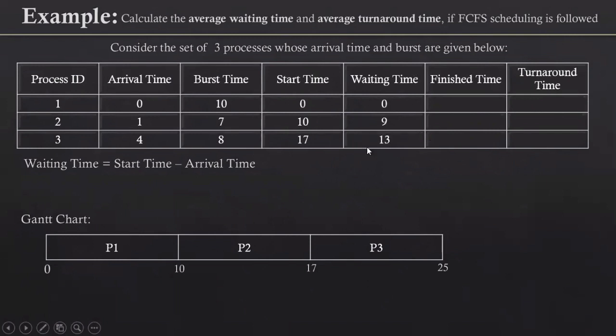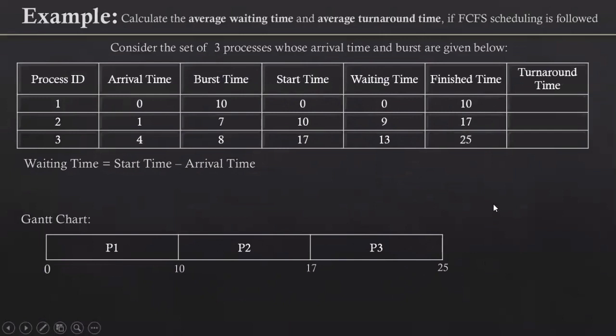Now that we have the waiting time, let's move to finish time. We can get the finish time from the Gantt chart. Process 1 ends at 10, so the finish time of process 1 is 10. The finish time of process 2 is 17. And the finish time of process 3 is 25.